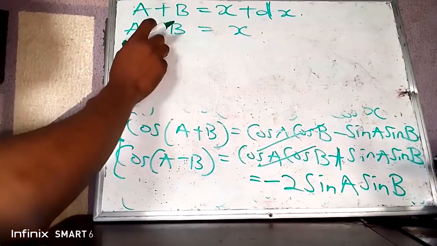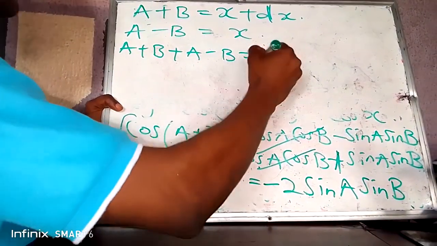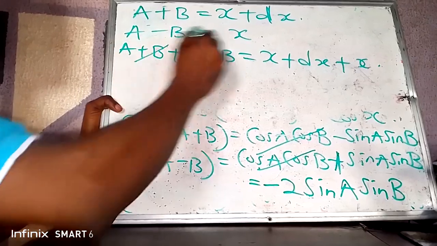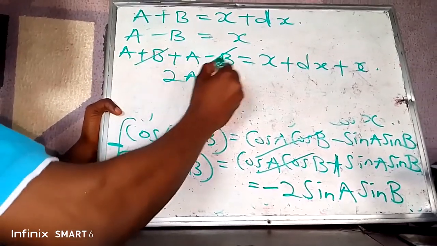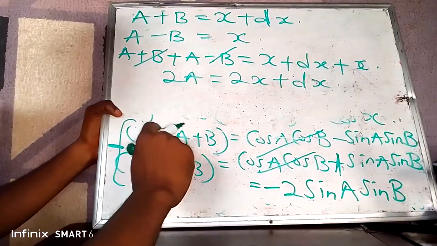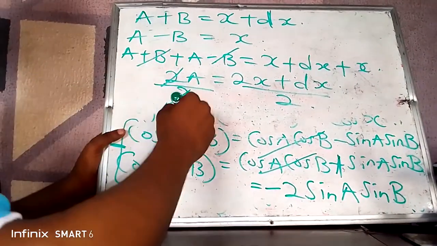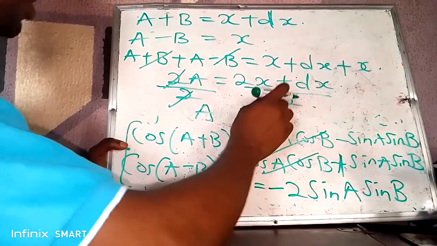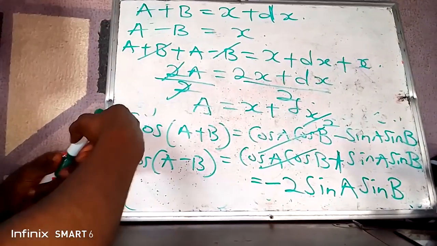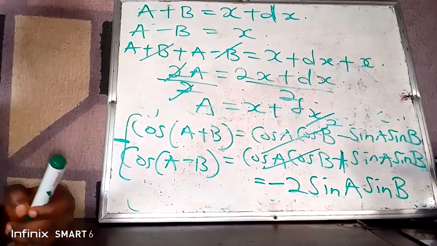If we add them together, A plus B plus A minus B is x plus dx plus x. Plus B and minus B cancel, so 2A equals 2x plus dx. Dividing by 2, the 2 cancels 2, and A equals (2x plus dx) all over 2. Like in our previous video, that is our A.